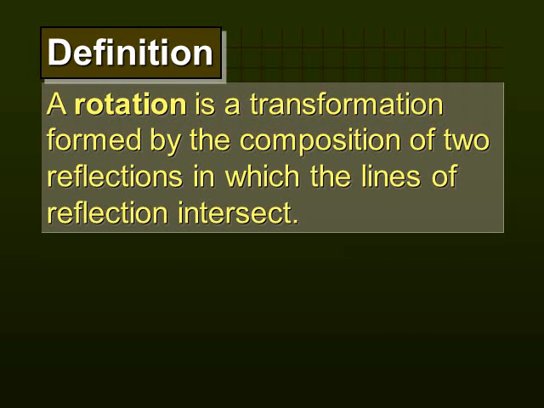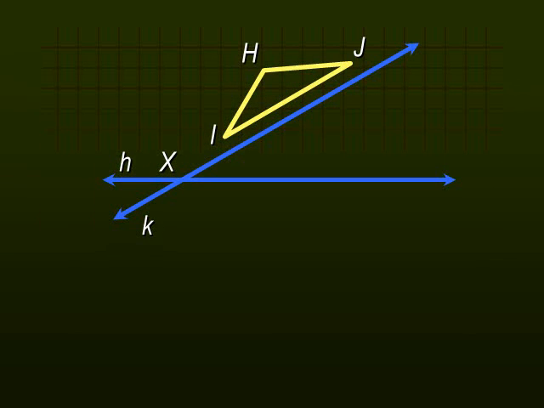Now a rotation is different because it is formed by the composition of two reflections, but the lines of reflection are intersecting lines. So again, we're still going to reflect twice, but we're going to almost pivot about that point of intersection. So the first line of reflection would give me this image, but it becomes my pre-image because I have to do it again.